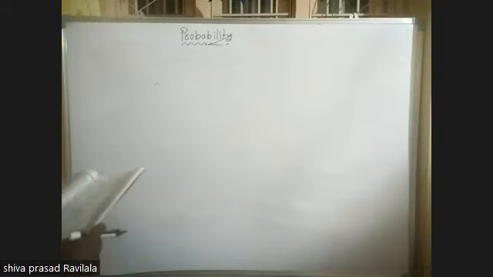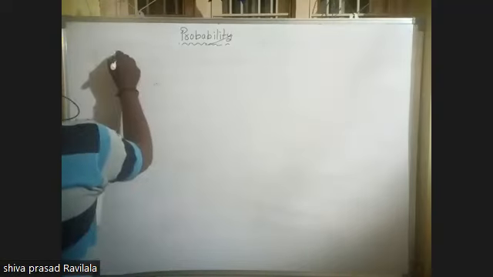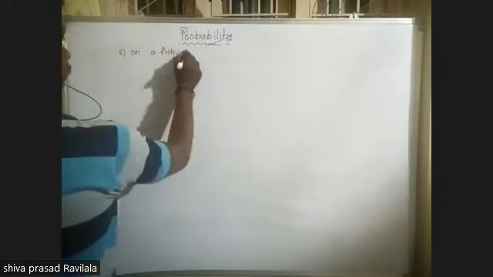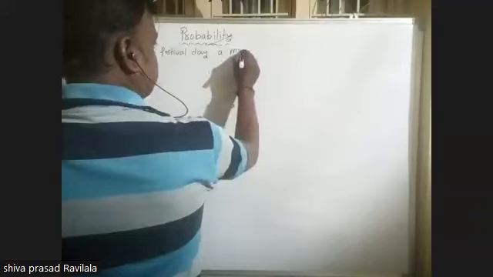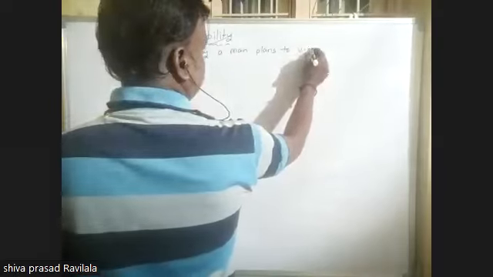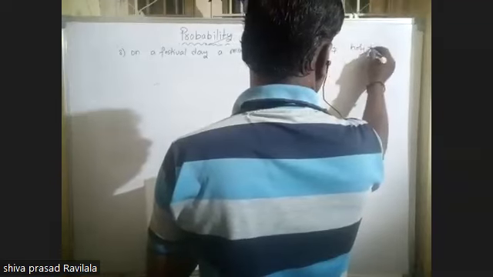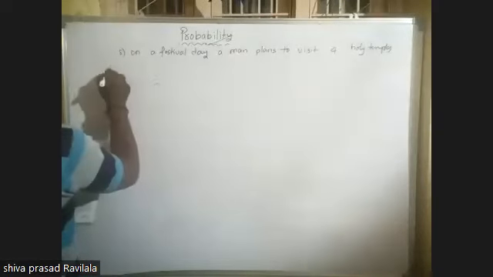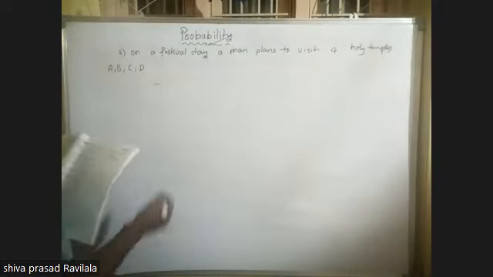Next question. On a festival day, a man plans to visit 4 holy temples. The temples are named A, B, C, D, visited in random order.